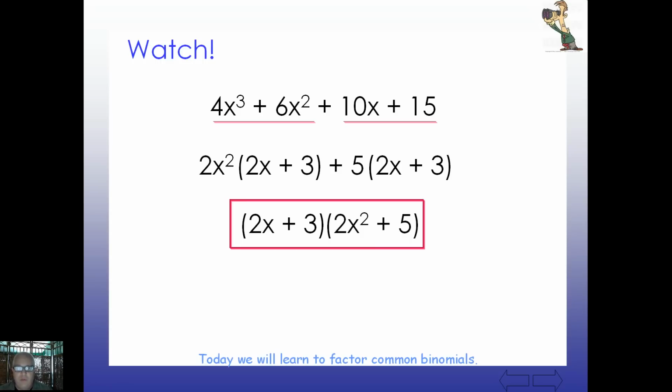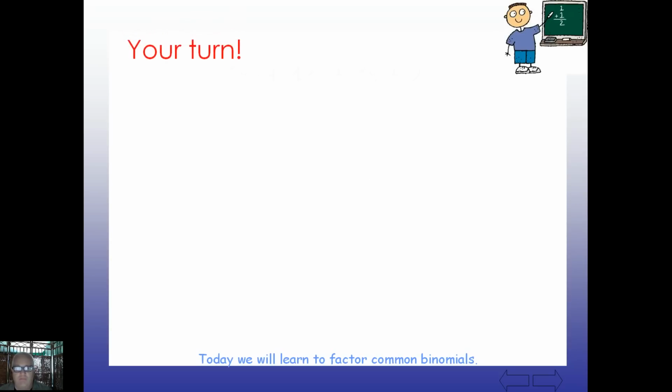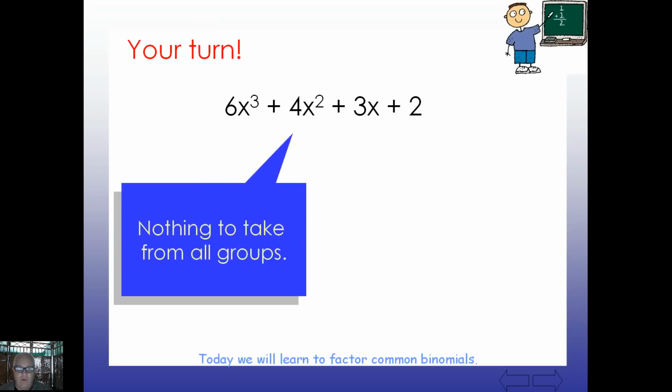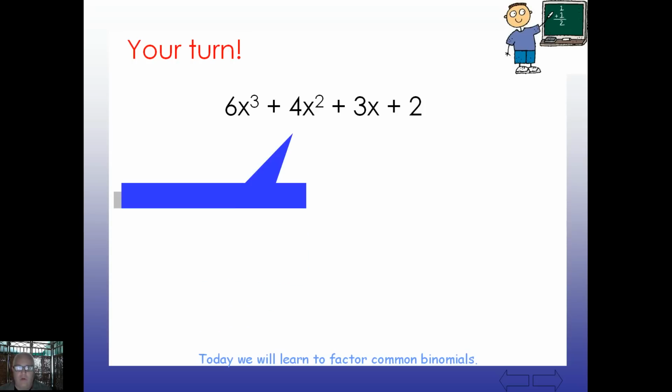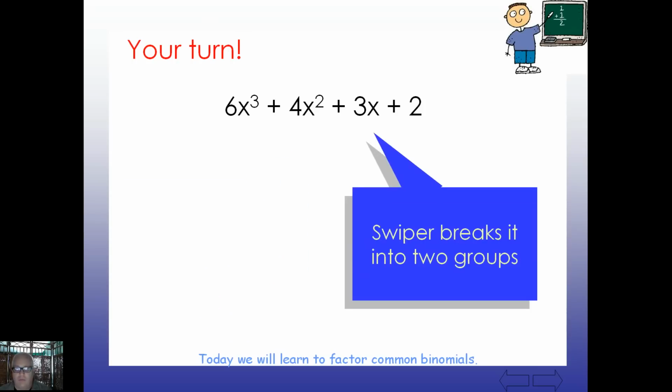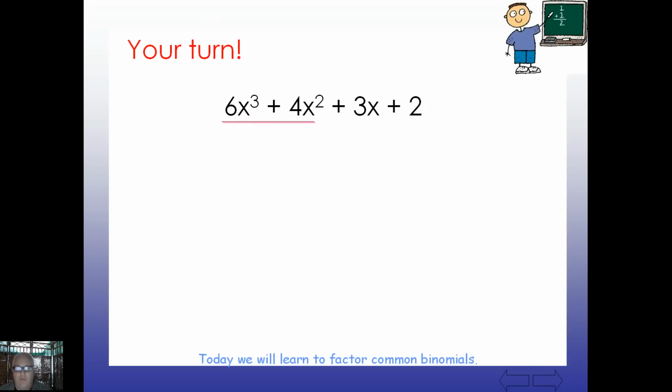Alright, so a little bit to do there, but whenever you see something with 4 pieces, let's try to break it into 2 groups of 2 and see what happens. Alright, how about this one? 6x cubed plus 4x squared plus 3x plus 2. Right off the bat, there's nothing we can remove from everything, so we're going to go ahead and break it into 2 smaller groups. Okay? So how about that and that?